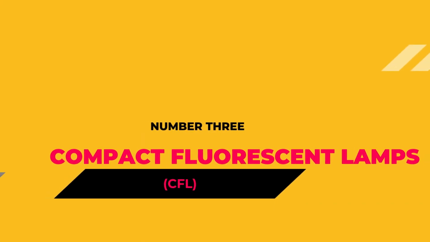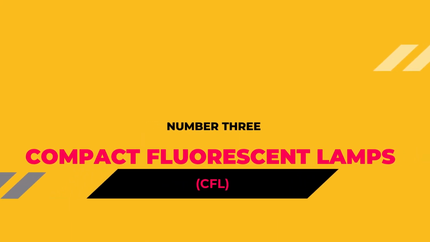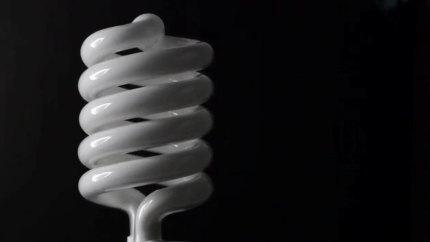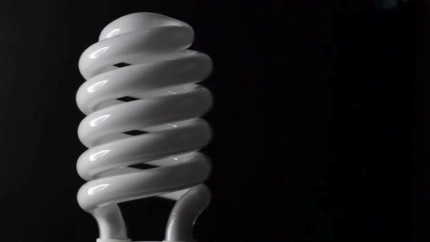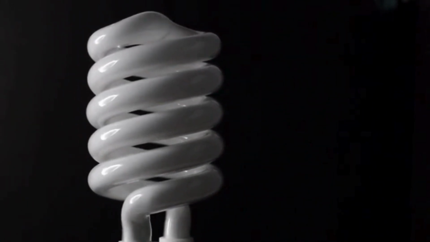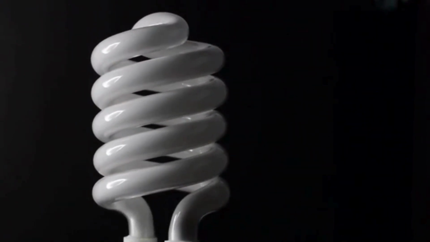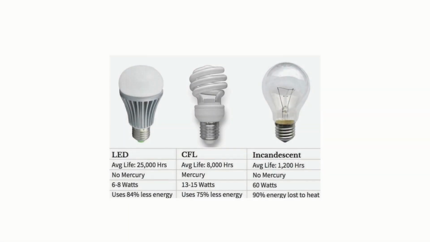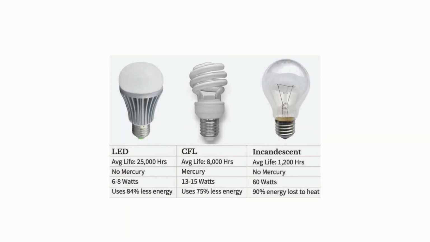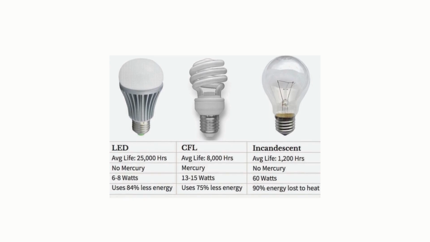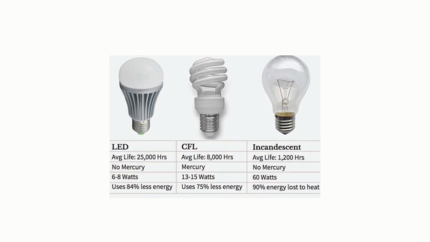Number 3. Compact fluorescent lamps. These lamps are a suitable alternative to incandescent lamps in buildings and homes. CFL lamps have the same performance and structure as conventional fluorescent lamps, except that they can produce the same amount of light with less energy consumption.